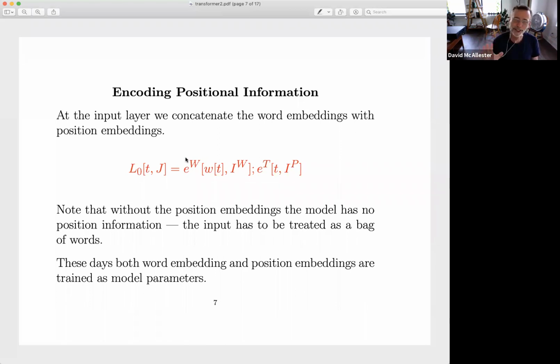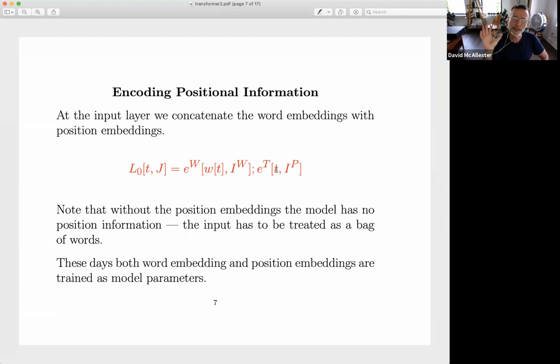So you clearly want to include the order of the words in the analysis of the sentence. The solution is to make the first layer a concatenation of the word vector at that position. So the first layer at position T is a vector with dimension J. We take the word vector of the word at time T, and we concatenate a position vector for the time T. So each time is associated with a position vector.